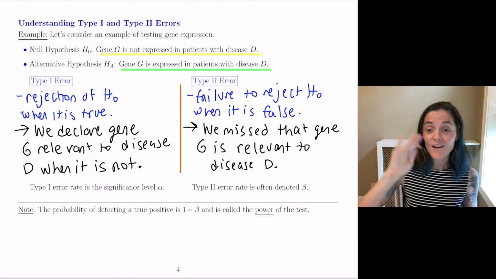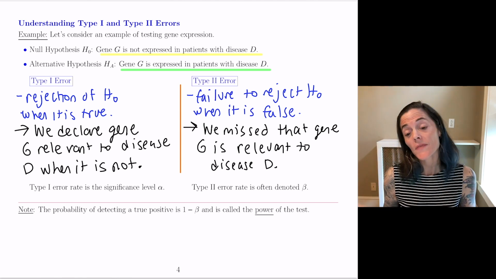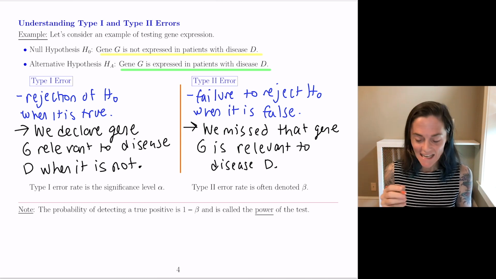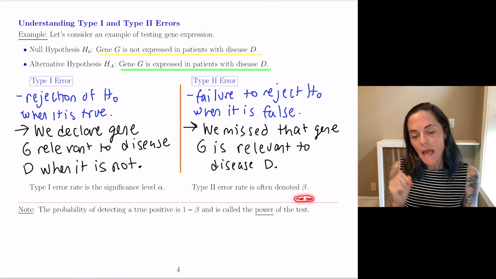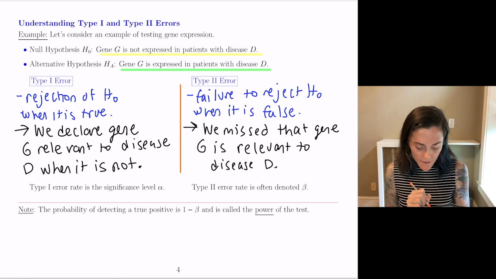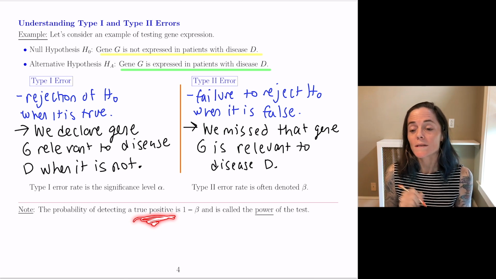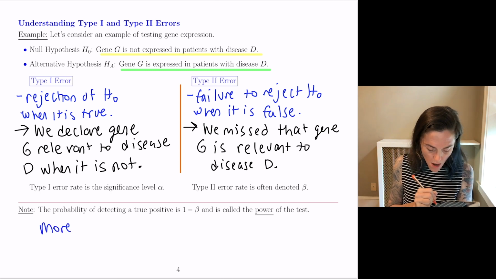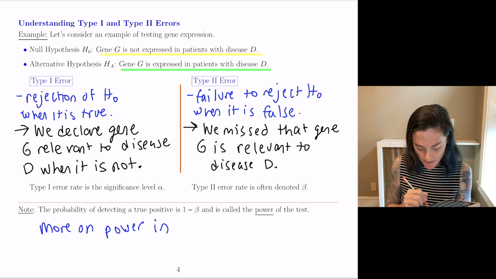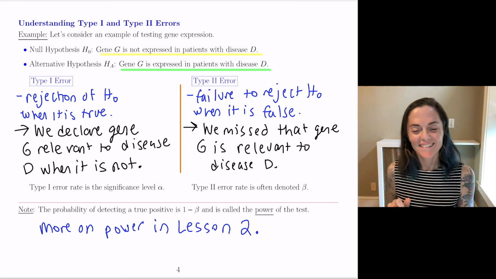So both type 1 error and type 2 errors are not ideal, but they are inherent to a hypothesis test. The type 2 error rate is denoted beta. This is also a probability. And as a note, the probability of detecting a true positive would be 1 minus beta, and this is what's called the power of the test. We will discuss power more in the next lesson, lesson 2.